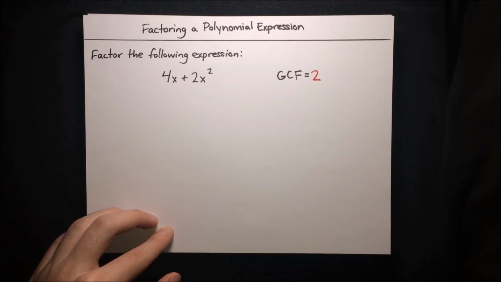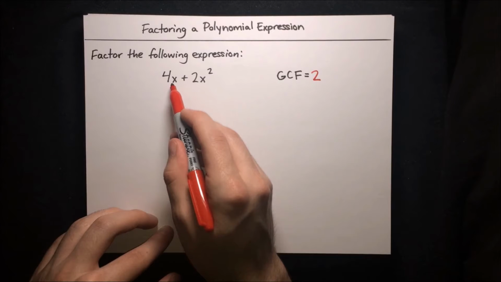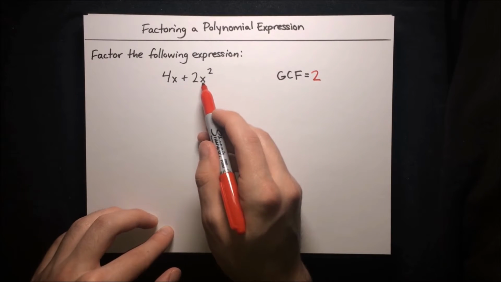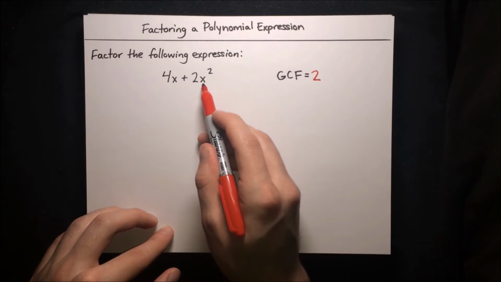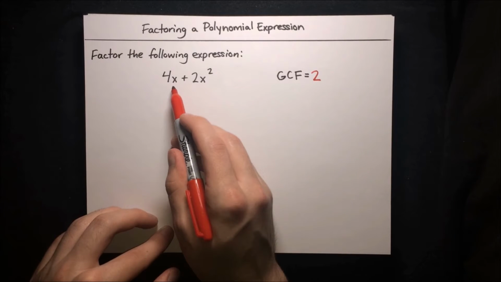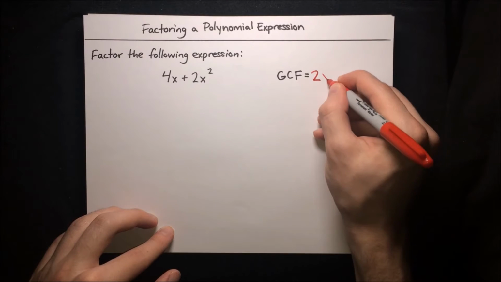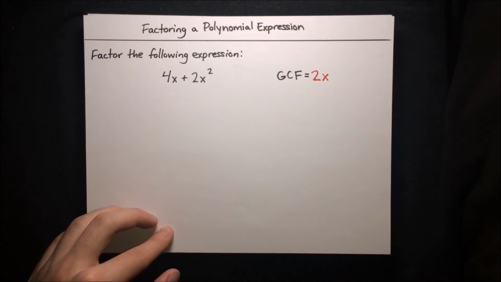And now how about the variable parts of the terms? We've got an x and an x squared. What is the largest power of x that divides both x and x squared? Well, that would be just x. That's all that can fit into x, and that goes into x squared. So there we go, it's x. So the greatest common factor of both of these terms is equal to 2x.